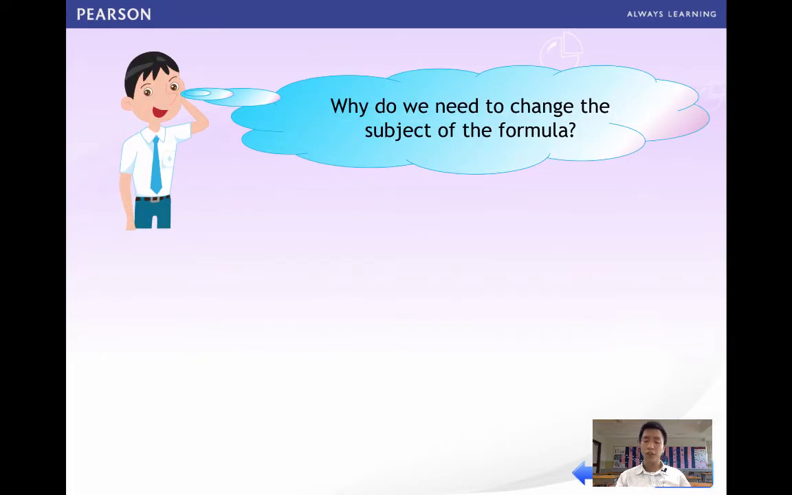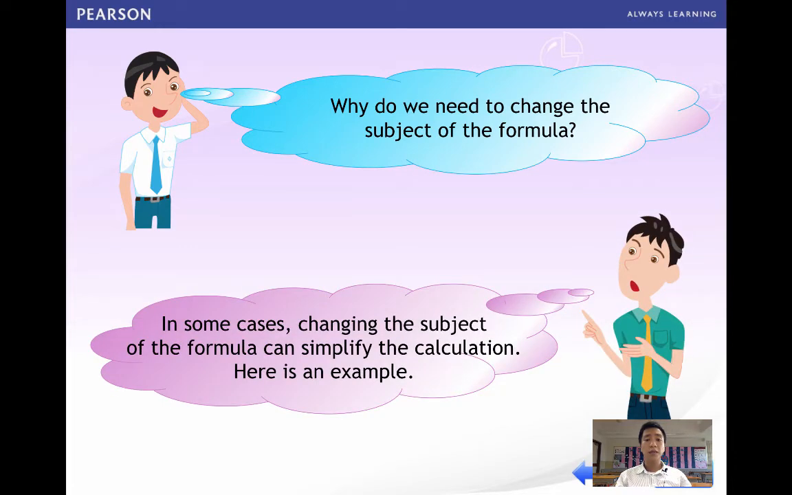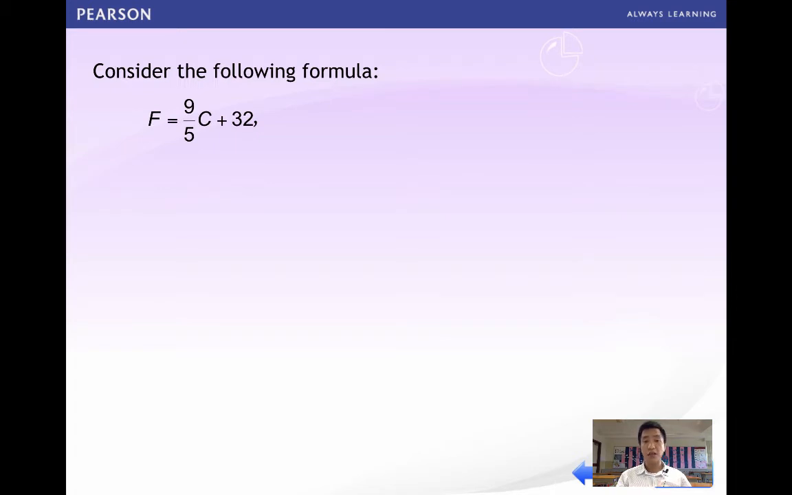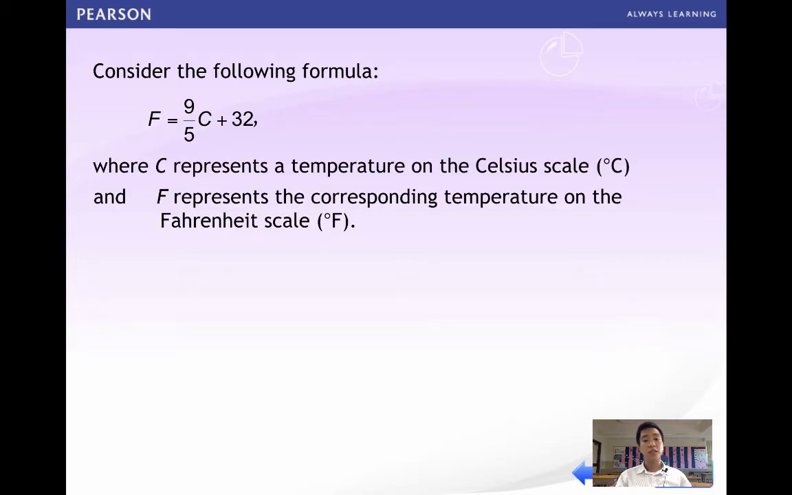So why do we need to change it? Why do we want to change the subject of the formula? Because sometimes when we change the subject, we can simplify the calculation. Look at this example, the temperature. F equals 9 over 5 C plus 32. C is the degree Celsius, and F is the degree Fahrenheit.